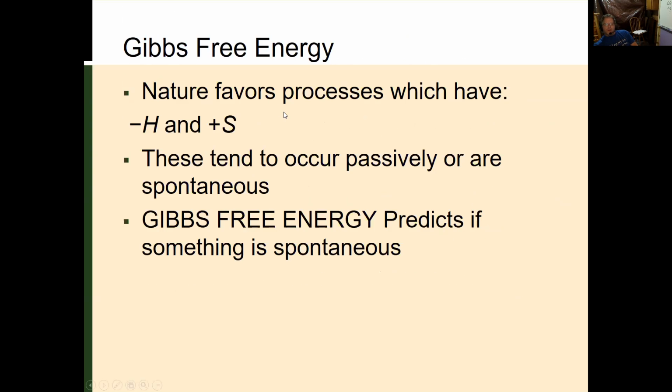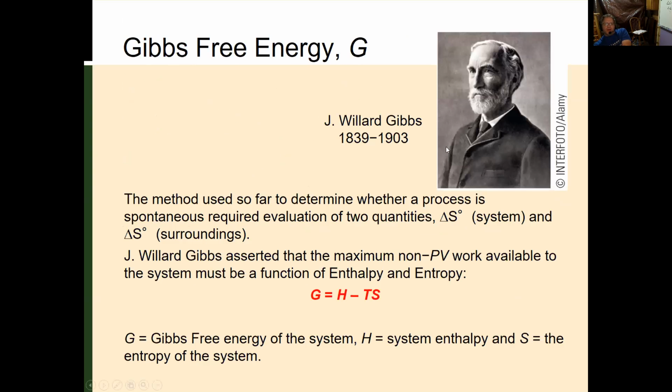All right, what I want to talk about now is Gibbs free energy. Energy that is free predicts if something is spontaneous. Now Willard Gibbs took a look at things, and he asserted the maximum non-PV work available to the system, PV is pressure-volume, must be a function of enthalpy and entropy. G equals H minus T S. Now this is the general form of the equation. We're actually going to look for things that we can measure, which are changes in the free energy.